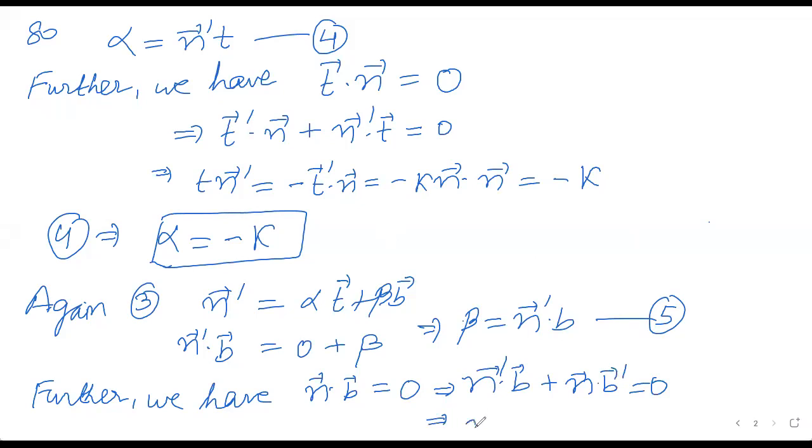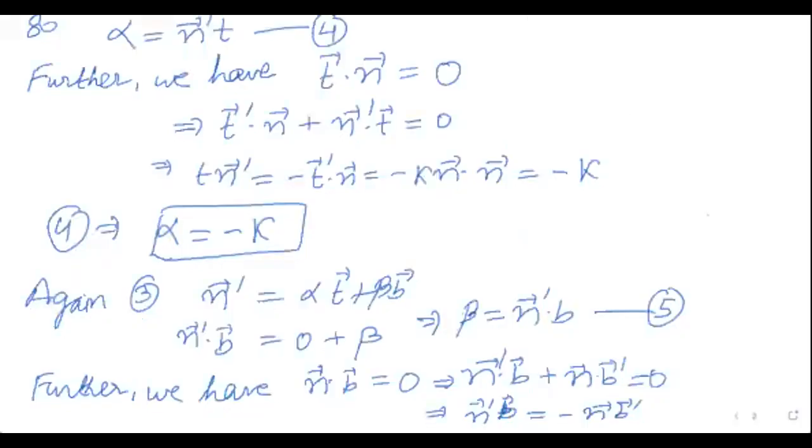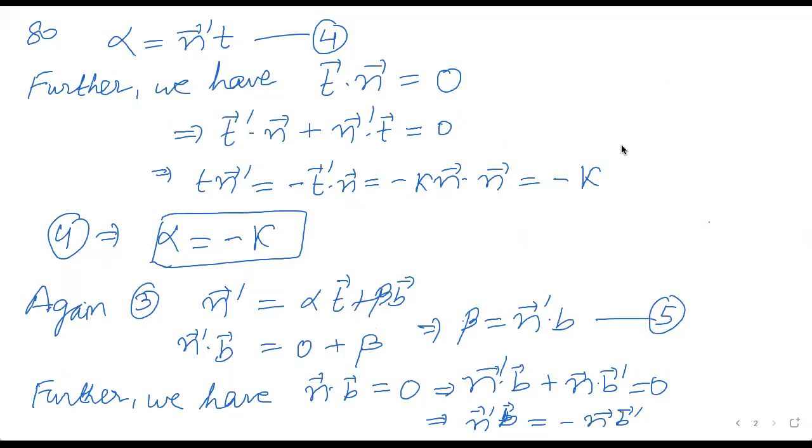So this implies that n dash b is equal to minus n b dash. इसकी वैल्यू हम निकाल सकते हैं. b dash के टर्म में क्यों लिया है? क्योंकि मैं b dash की वैल्यू ऑलरेडी पता है. I already know what is b dash. Okay, so I can find it.